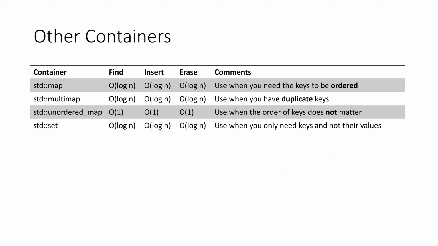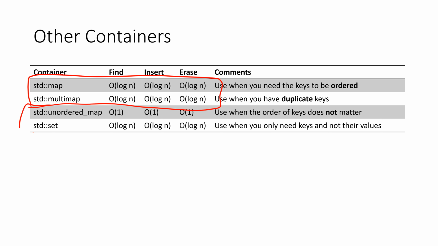Other containers. Okay, so we talked about map, we talked about multi-map. They're both binary search trees. They're log n for insertion, log n for erasure, and log n for find. So they're fast. They're fast for putting things in, taking things out of, etc.